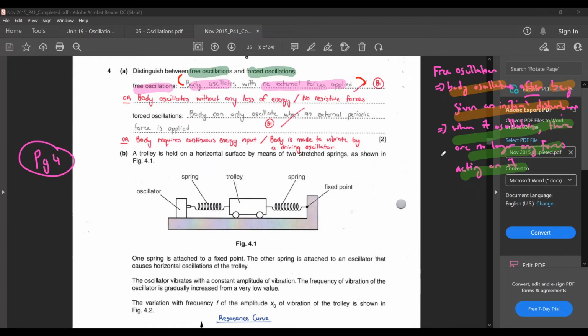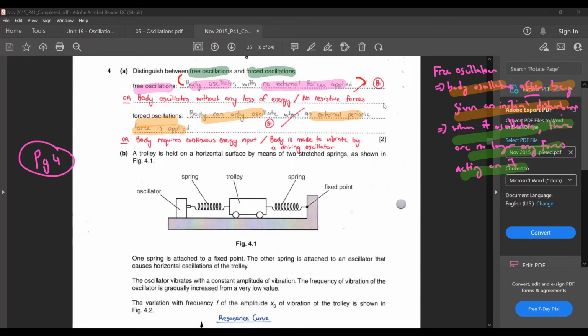Now for forced oscillations, forced oscillation is where the body can only oscillate when an external periodic force is applied. It only oscillates so long as you keep on applying a force onto it. So that is for this case. All right, then if you're okay with that, then we move on to part B.